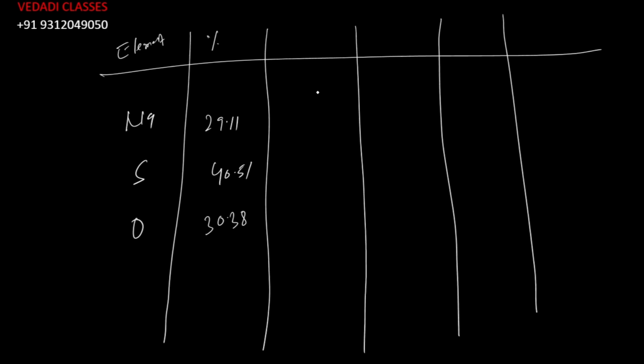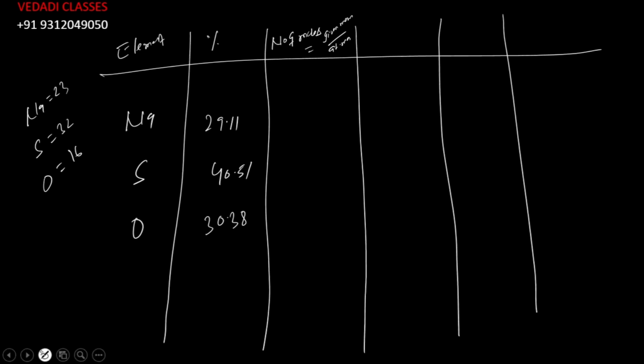Then you have to find out the number of moles. The number of moles is given mass upon atomic mass. The percentage we take as the given mass, so always keep in mind that the percentage is taken as mass. We should know the atomic masses: sodium is 23, sulfur is 32, oxygen is 16. Now find out the number of moles.